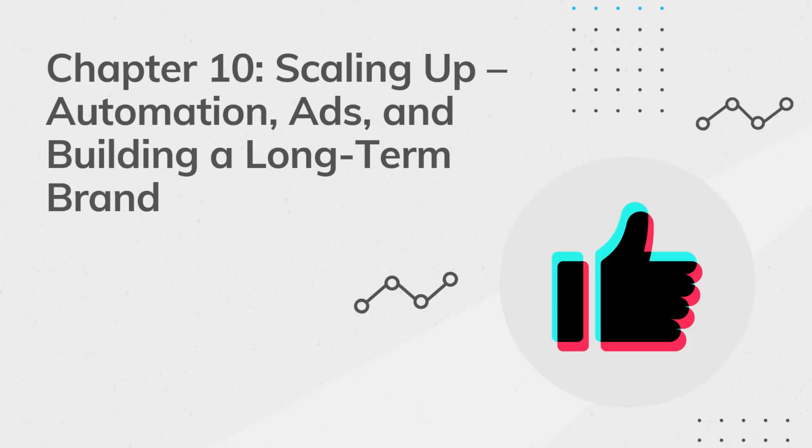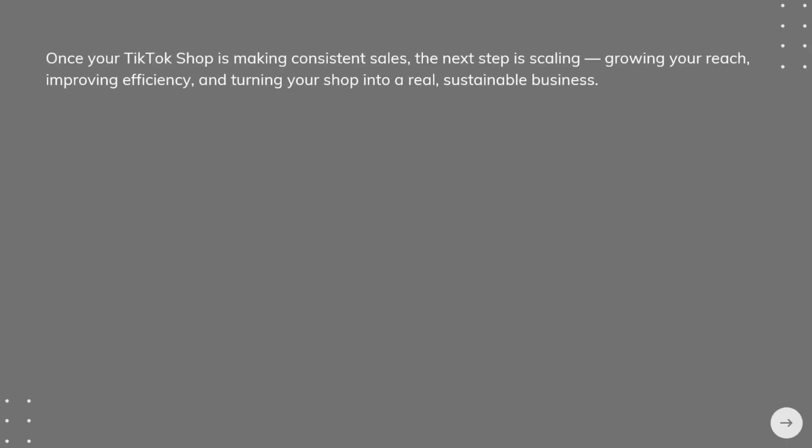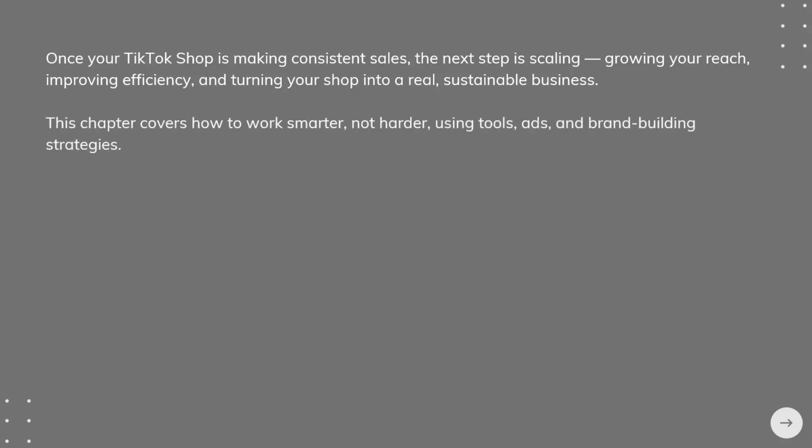Chapter 10: Scaling Up, Automation, Ads, and Building a Long-Term Brand. Once your TikTok shop is making consistent sales, the next step is scaling: growing your reach, improving efficiency, and turning your shop into a real, sustainable business. This chapter covers how to work smarter, not harder, using tools, ads, and brand building strategies.